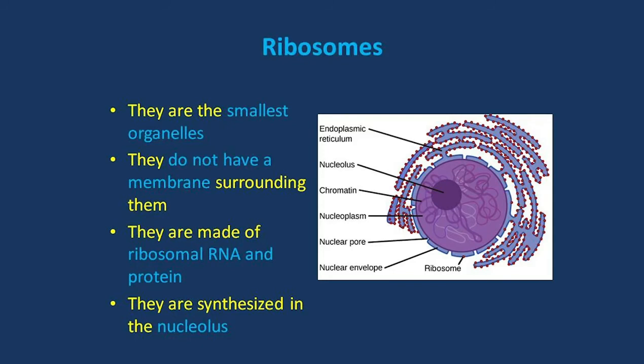Now let us look at ribosomes. Ribosomes are the smallest organelles. They do not have a membrane surrounding them. They are made of ribosomal RNA and protein. They are synthesized in the nucleolus. In this picture, you can see ribosomes attached to the endoplasmic reticulum.